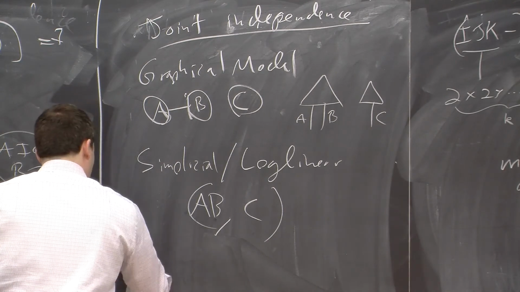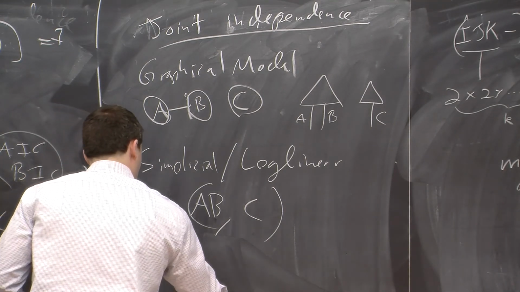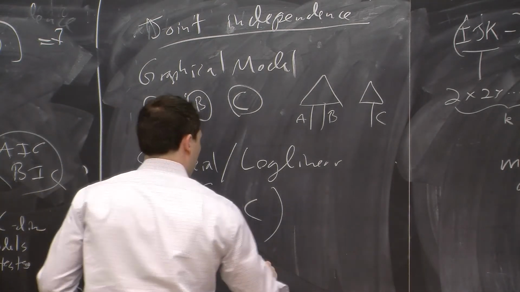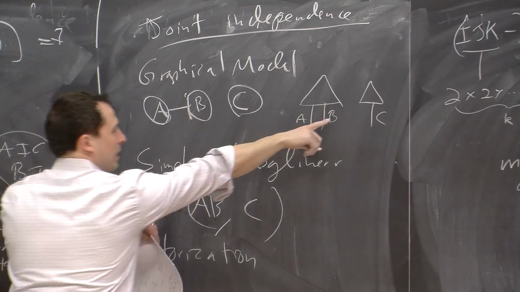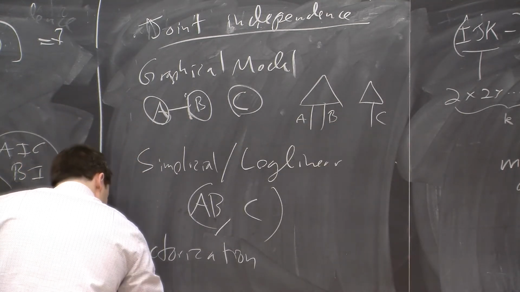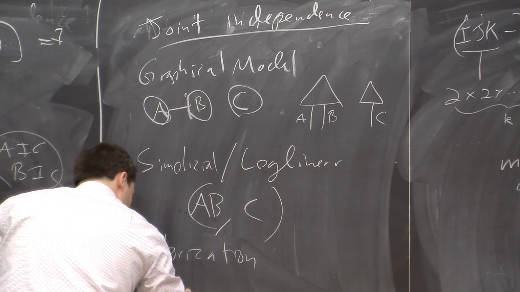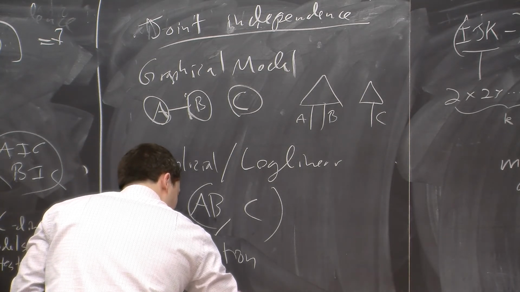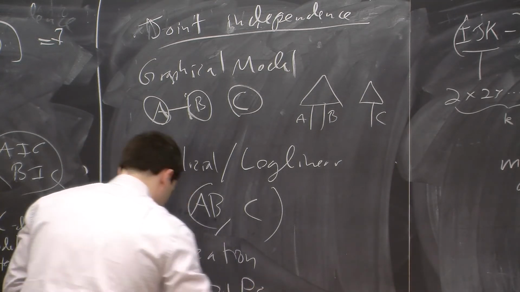The factorization property, which is directly related to this and to each of these notations, is that the probability of ABC equals the probability of AB times the probability of C.